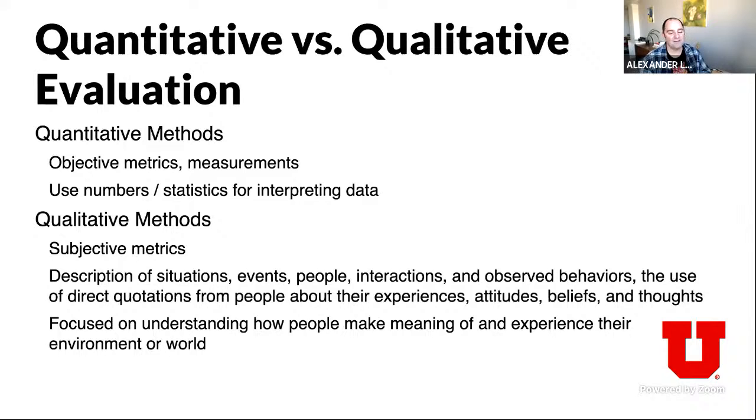Do you want to describe situations, events, people, interactions, behaviors? Frequently, if you report on qualitative methods, you quote what people said about their experience. You discuss their attitudes, their beliefs, and their thoughts. And so this is really about understanding how people reason about any experience they have in their environment or their world. And so those are useful for very different contexts, right? Depending on what you're studying, you might want to use one or the other, or you want to use a mixed approach where you have both quantitative and qualitative methods.